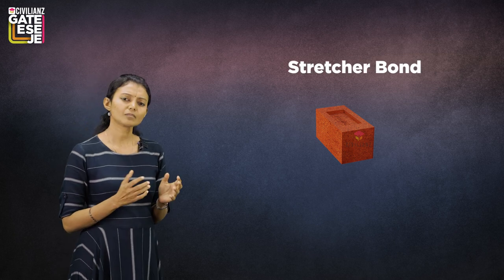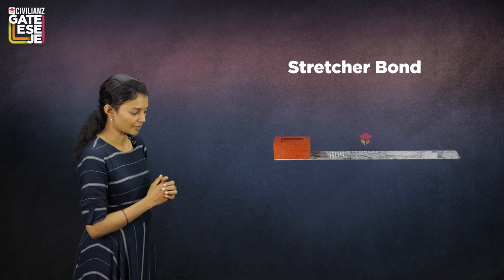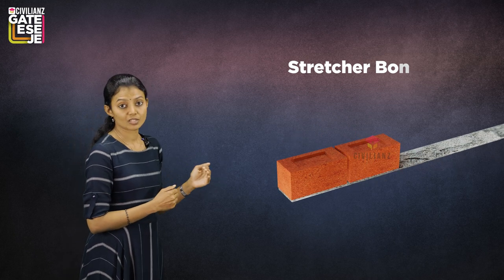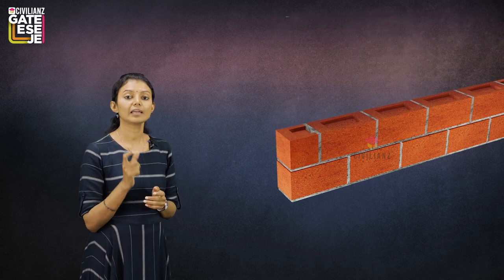So, without any delay, let's see what are the different types of brick bonds. The first brick bond we are going to study is the stretcher bond. It is also known as running bond. As you can see here, only stretchers are placed in every single course. A course means a single layer of bricks. So only stretchers are placed in every course of bricks.